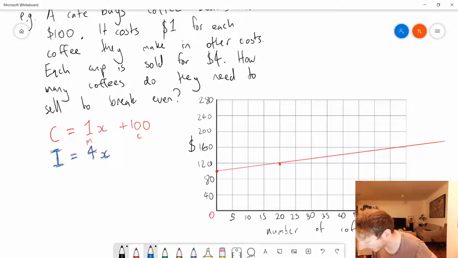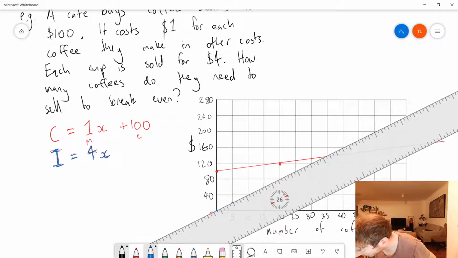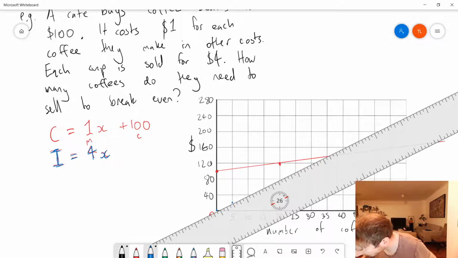Alright, income. 4 for every coffee. So for every one grid I go across, which is 5, I need to go up 4 times that. So every one I go across, I need to go up 20. Because 5 across, 20 up. And that starts at 0, 0, because there is no C value. Alrighty. So this line should look something a bit below, but that's alright. It'll work.